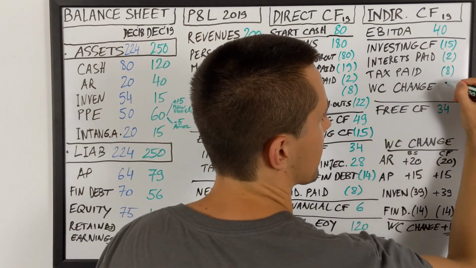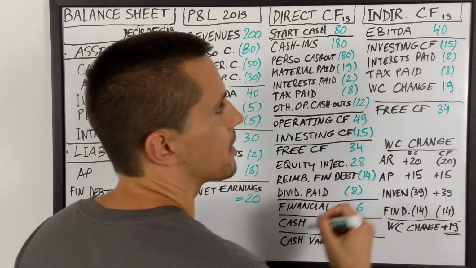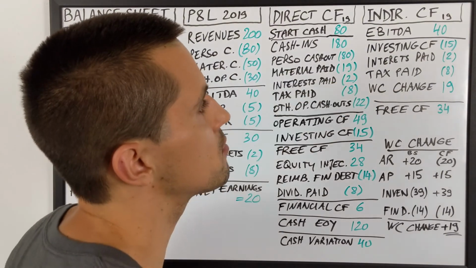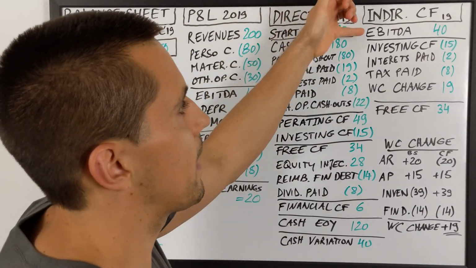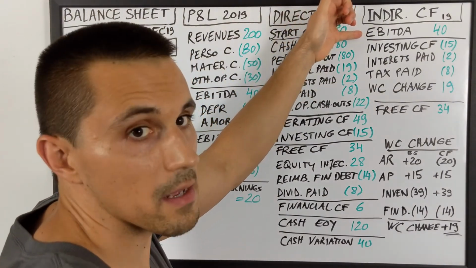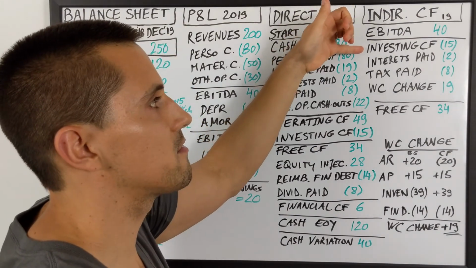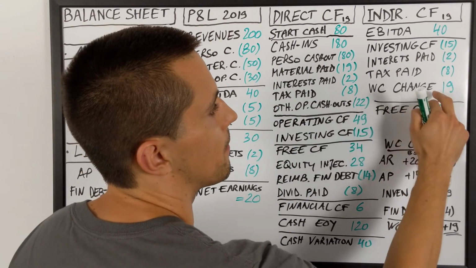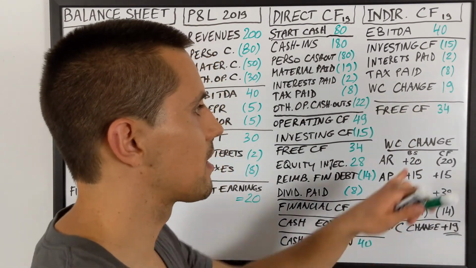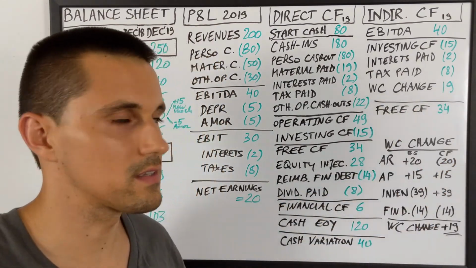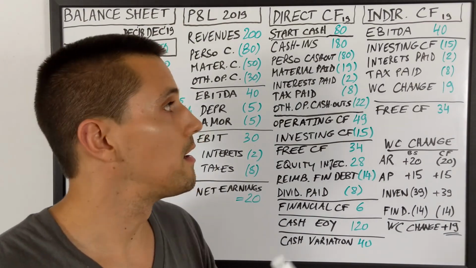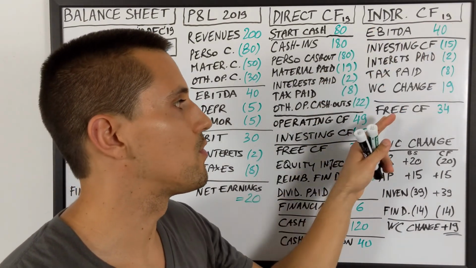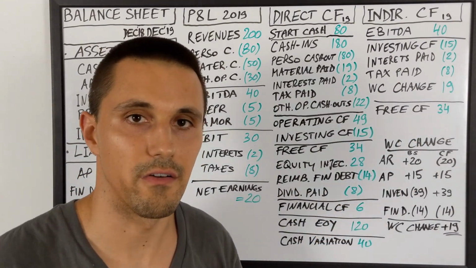It's plus 19. I can put it in my model here, and you will see that now I have bridged my EBITDA to my free cash flow, right? I'm saying, okay, I had an operating profit of 40, minus investing cash flow, minus interest, minus taxes, and plus this working capital change leads to 34. So I was able to explain what happened between my operating profits of 40 and my cash generation of 34.